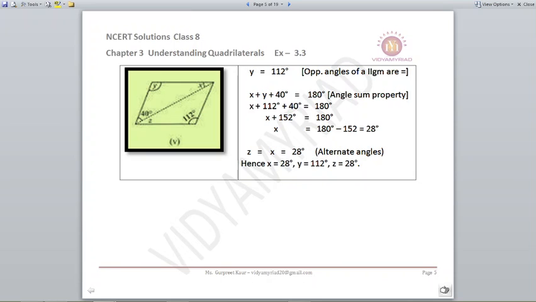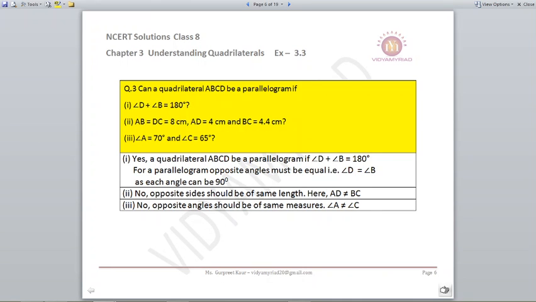Now since it is a parallelogram and there is a diagonal line which acts as a transversal, we can say that x is equal to z, which is equal to 28 degrees, as they form alternate angles, and we know that alternate angles in a parallelogram are equal. So we are able to find out all the angles. Question number 3.